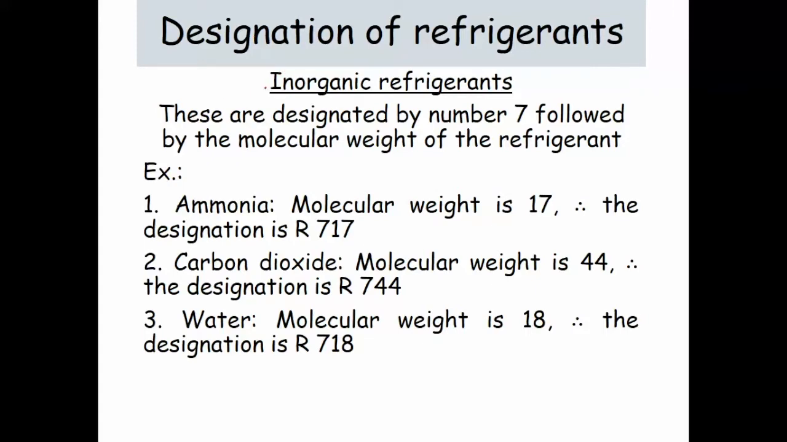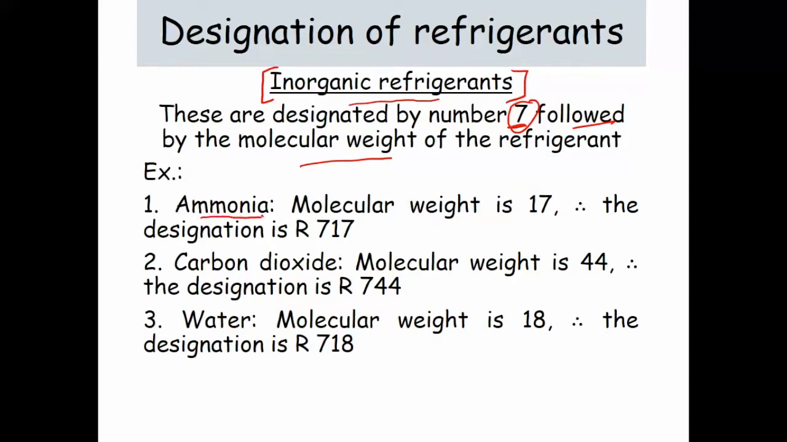Discussing the nomenclature for the inorganic refrigerants. In inorganic refrigerants, what will designate? We will use first R as it is. R represents the refrigerant, followed by the number 7, and this 7 represents the inorganic refrigerants, followed by the molecular weight of that refrigerant. Whatever the refrigerant we are using, we need to get the molecular weight of that and attach it after the 7. That will be the designation for that.